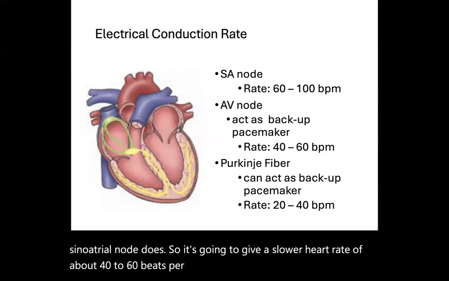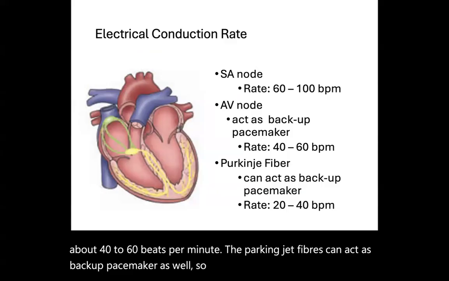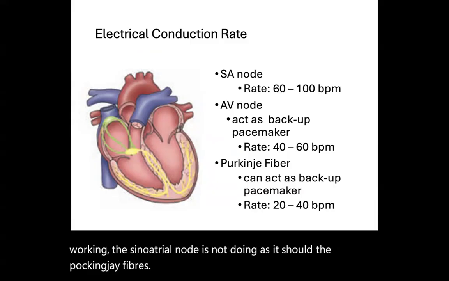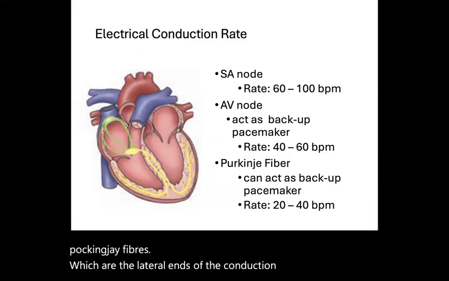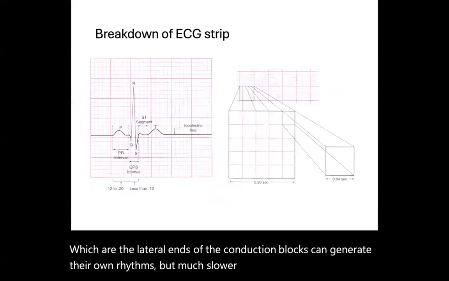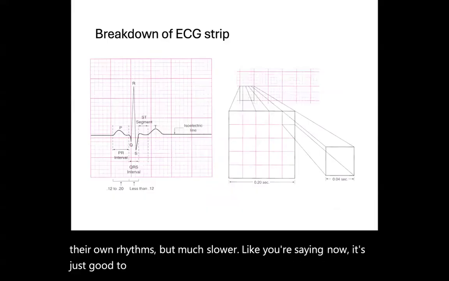The Purkinje fibers can act as a backup pacemaker as well. So say the atrioventricular node is not working and the sinoatrial node is not doing as it should. The Purkinje fibers, which are the distal ends of the conduction system, can generate their own rhythms, but much slower, as you have seen. Now, it's just good to have these boxes in mind.